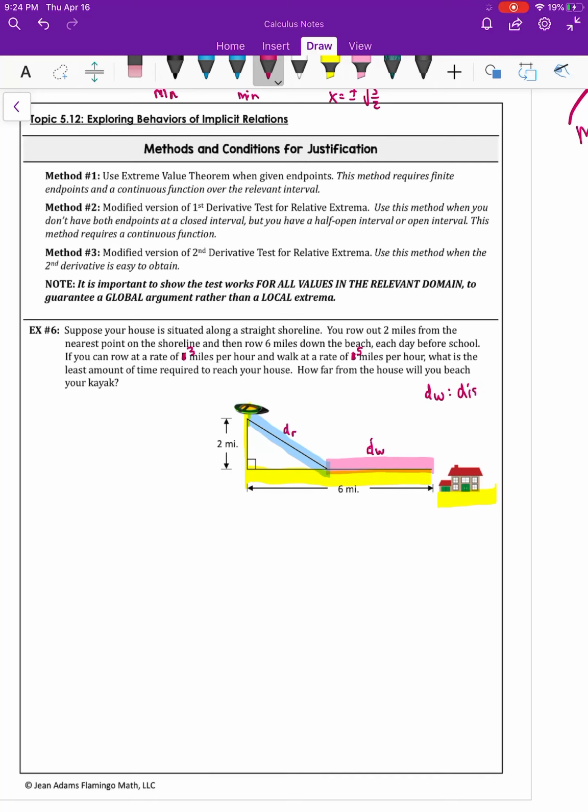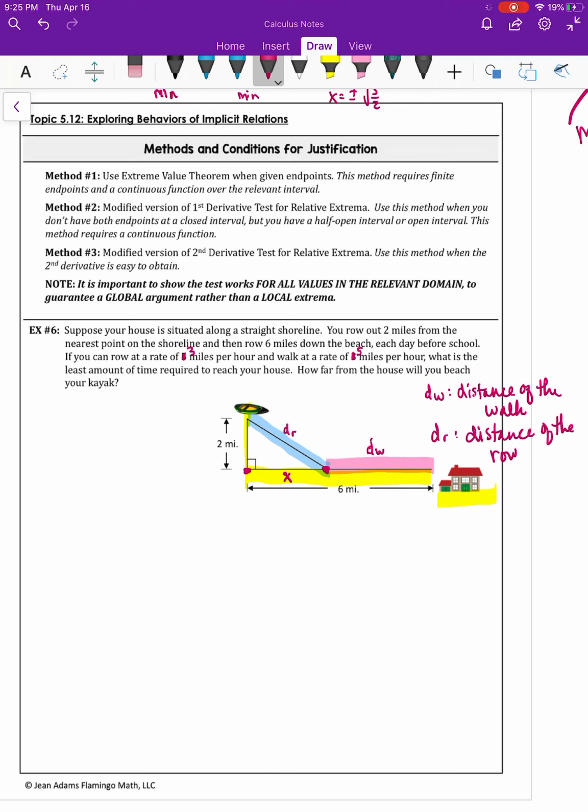So what we're going to be looking at here is this would be the distance of your walk. This right here is going to be the distance of your row. So D sub W, we said, was distance of the walk, and D sub R was distance of the row. Because you're basically rowing your boat to a certain point on the shore right here, and it's going to be a certain distance from where you're 2 miles out, perpendicular to where you started.